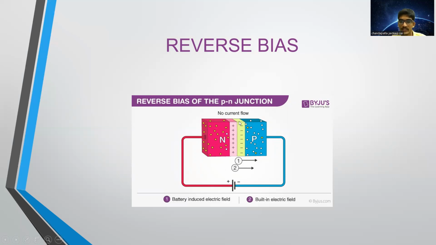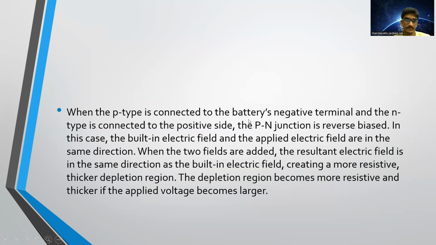As a result, the depletion region between the P and N type of the semiconductor material increases. So in this condition, at a certain voltage, the depletion region suddenly breaks. So this is about the reverse bias.